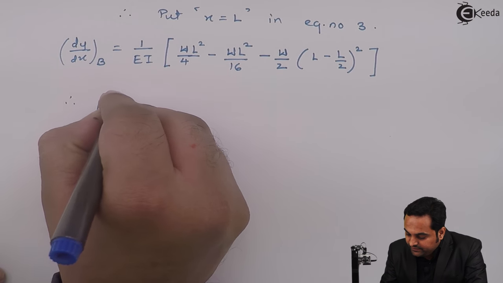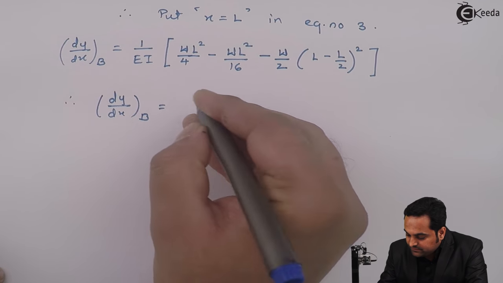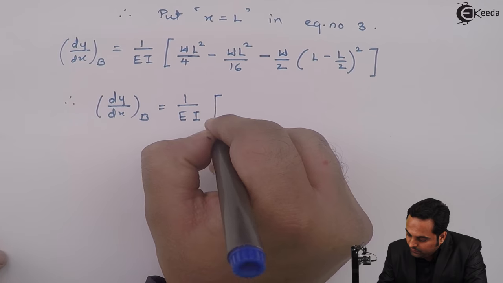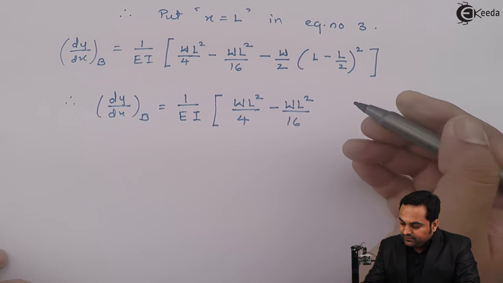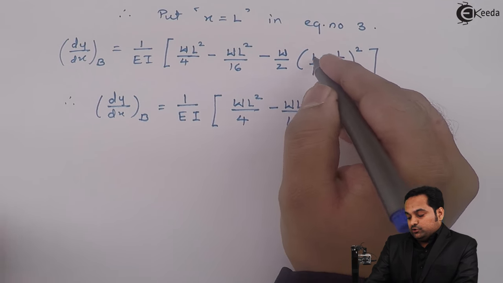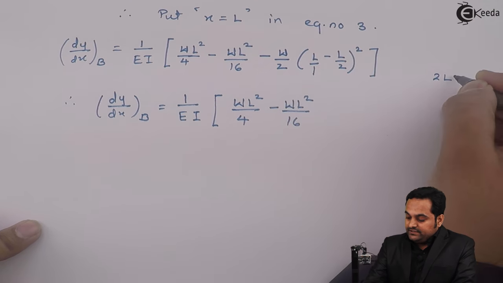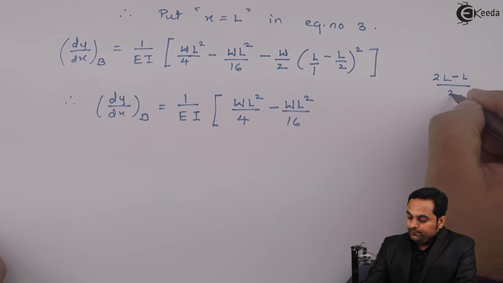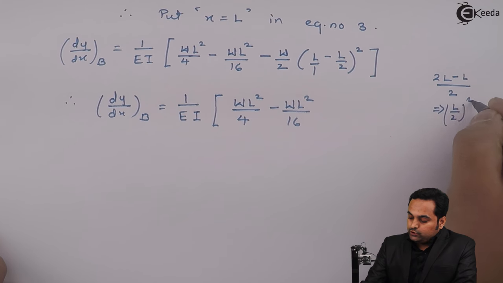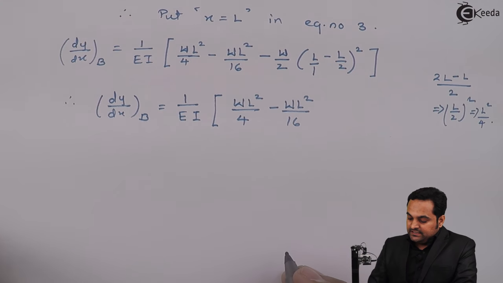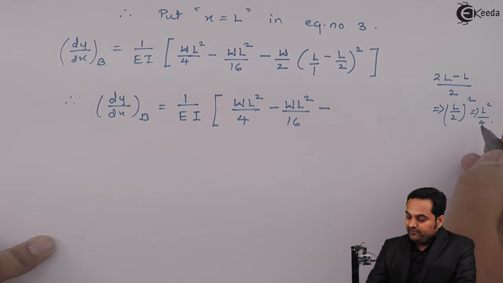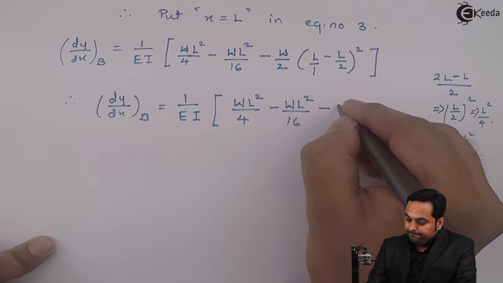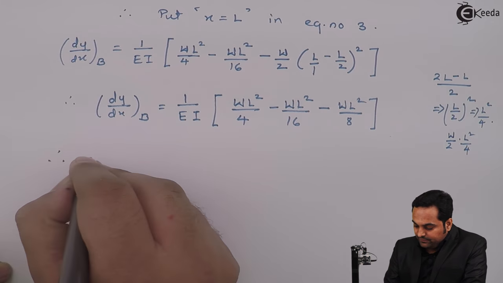So here we have dy by dx at B, which is maximum slope, 1 upon EI. This will be WL square by 4 as it is, minus WL square by 16 as it is. Now in this bracket, L minus L by 2, whole square, gives me L square by 4 as the value. So at the end, minus W by 2 is outside the bracket, and this complete term we have found out, L square by 4, so L square by 4 into W by 2. So that becomes WL square by 8. Now I'll simplify this.